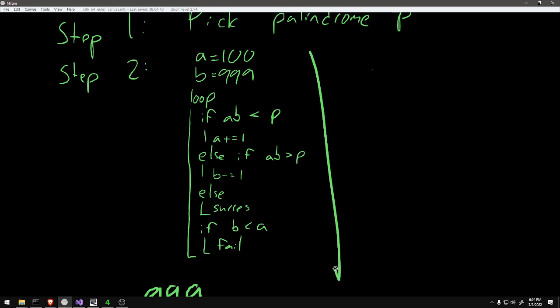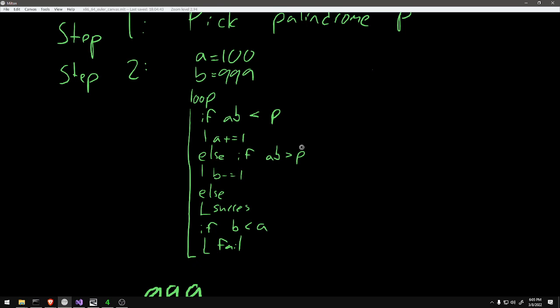I came up with this thing. And what this thing does is it says we start with 2 points. One's the lowest possible value, 100. The other's the highest possible value, 999. And then we check and see if the product we have from those two is too high or too low.